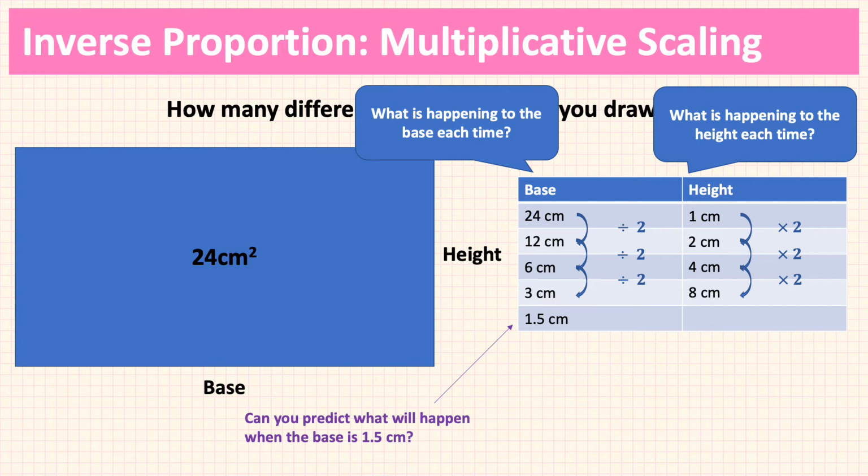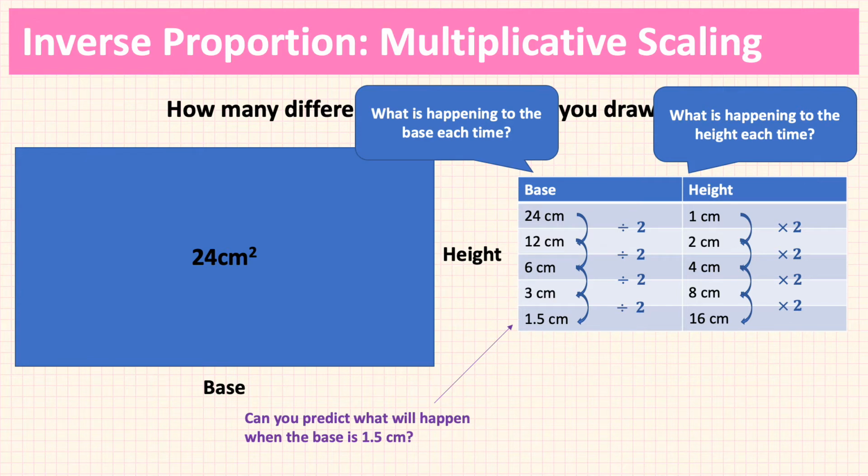Okay, so hopefully you've seen I've carried on with the trend. So I divided 3 by 2 to get 1.5. That means that I need to continue the same pattern for the height. So I need to multiply my height times 2 to get 16 centimetres. Well done if you got that.